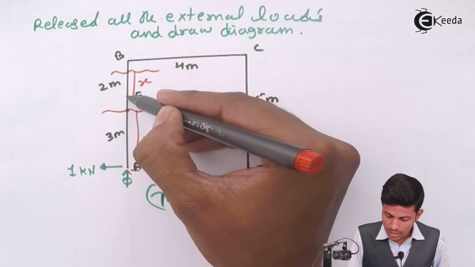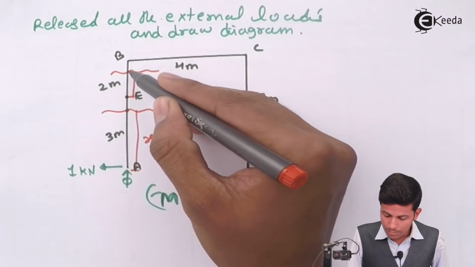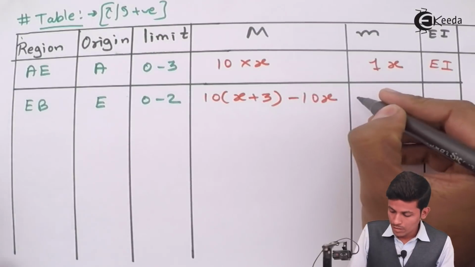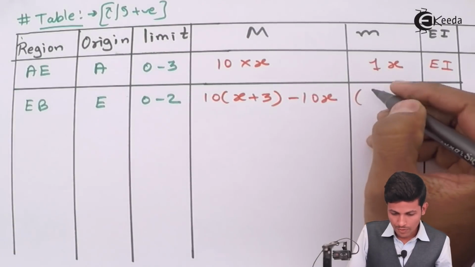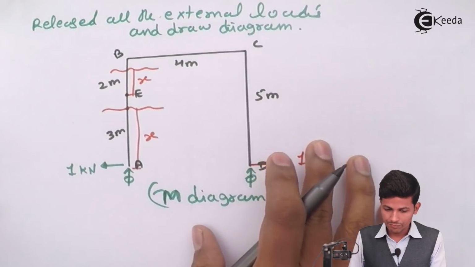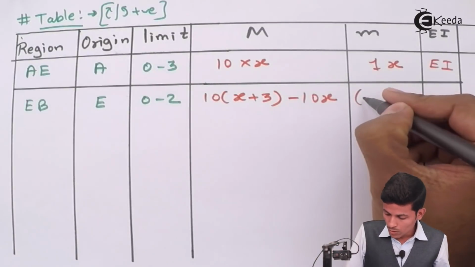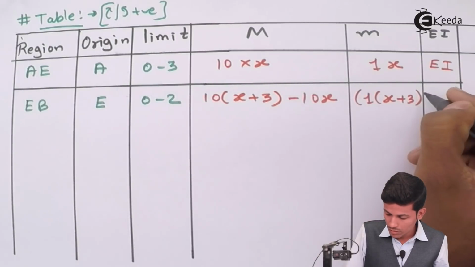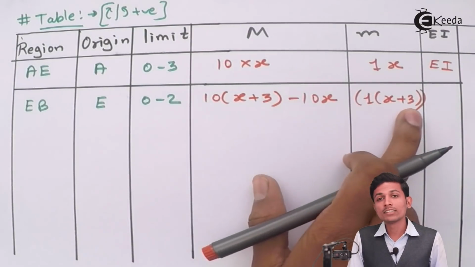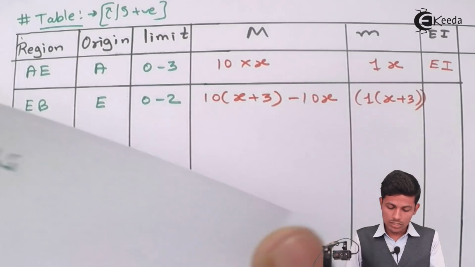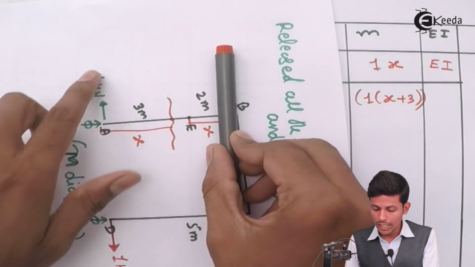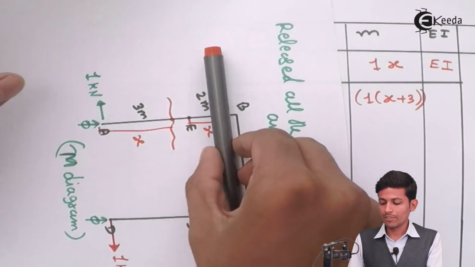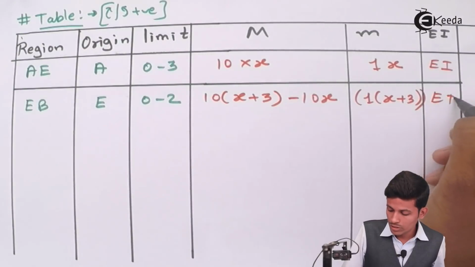This distance will be 3, this one has 3, now this will come plus x. So directly we have to write over here 1 into x plus 3. Okay, 1 into x plus 3. This is the distance, we are taking a section over here, so this will be 1 into x plus this whole 3. Now EI will be constant because it's the same.